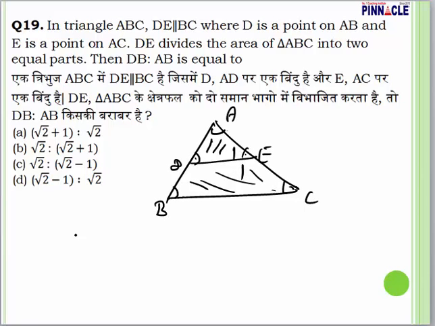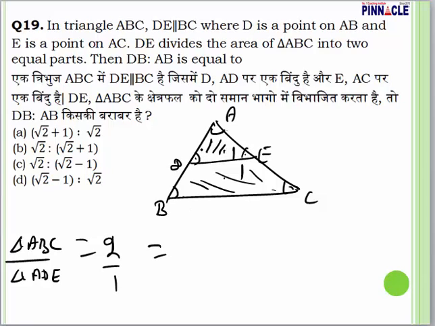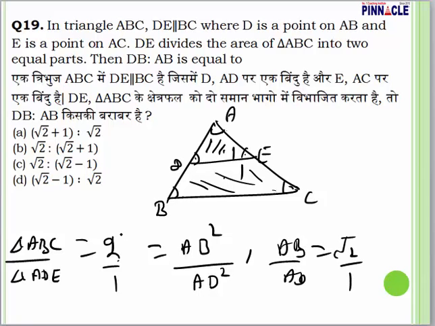So the area of ABC divided by the area of ADE, if this is 1 plus 1, that is 2 cm², and this would be 1 cm². The ratio of the areas of two similar triangles is the ratio of the squares of their corresponding sides, so it equals AB² over AD². So AB and AD ratio would be √2 to 1, if you take the root of both sides. Now the entire AB is √2 and AD is 1, so DB would be √2 - 1.